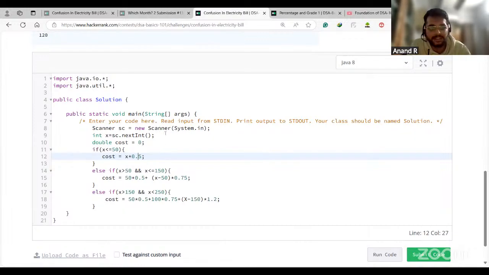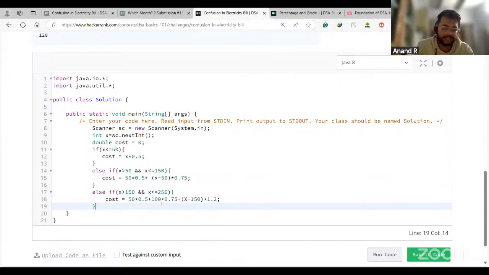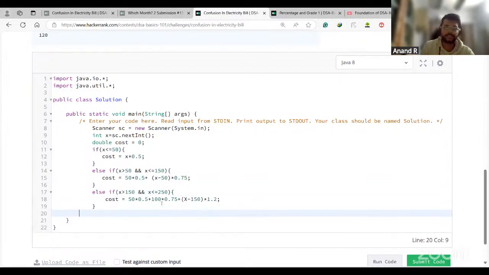Oh, okay. So we are creating the scanner class object. We are reading the value and storing it to the x variable. We declare the variable double cost equal to 50. If x is less than 50, the first condition. If it is greater than 50 and less than 150, the second condition. If it is greater than 150 and less than or equal to 250, third condition. Take your time, verify if all these conditions are true, and we can go ahead and complete the code.